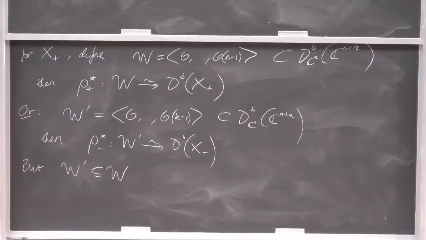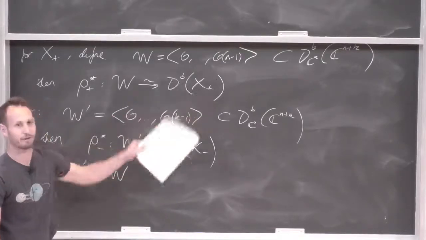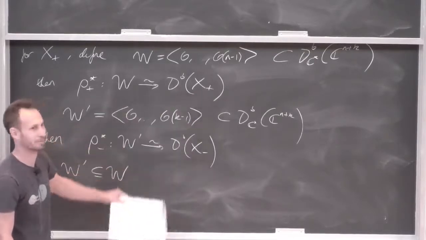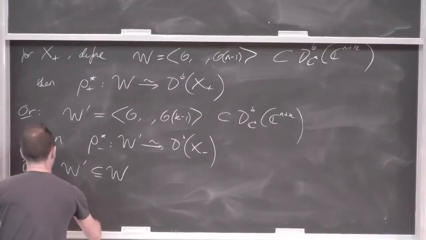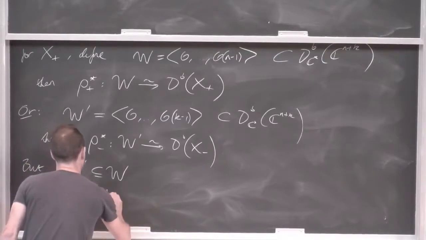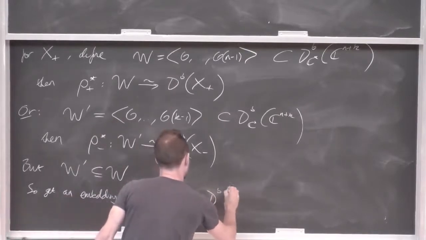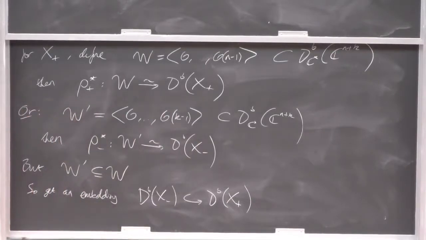It sits inside it. So what does that tell you? It tells you that this category, derived category of x minus, sits inside the derived category of x plus. Right? This statement is stupid. That statement is not so stupid, not so obvious. So what do we get? We get an embedding, not an equivalence, but an embedding from the derived category of x minus into the derived category of x plus. So you can think of the derived category of x minus, if you like, through this construction as a subcategory inside the derived category of the other space.